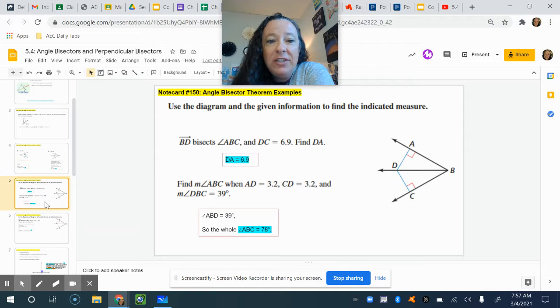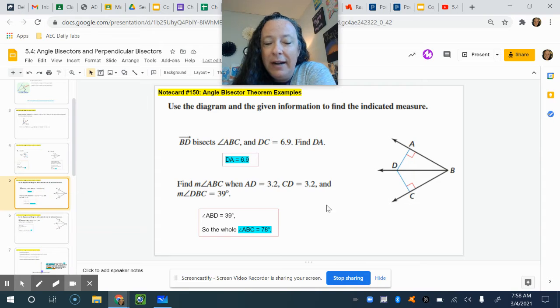All right, so this is just some more examples, and it wants me to use this diagram. I can see that I have these perpendicular distances, and it also tells me that ray BD right here bisects the angle, because it's not marked like that. It's not marked, so I can't just assume, but it tells me right here. And then it tells me DC, this little length, is 6.9, and wants me to find DA. Well, it would be 6.9.